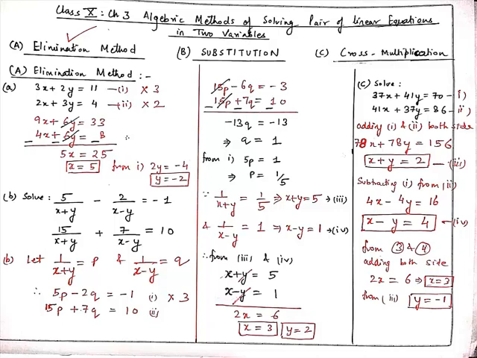Now, if x is 5, on putting this value of x in any one linear equation, and it is your choice where you put this value of x, let's say I am putting this value of x in equation number 1. So from here we get 2y is equal to minus 4. So y is equal to minus 2.